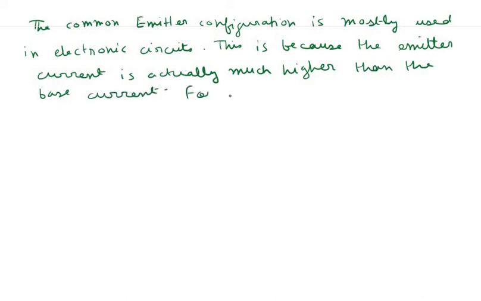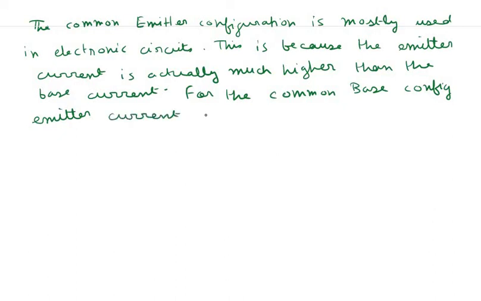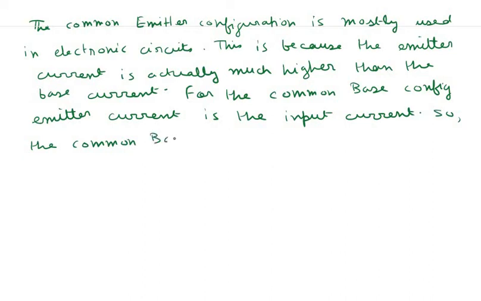For the common base configuration, emitter current is the input current. So the common base configuration requires a large input current.